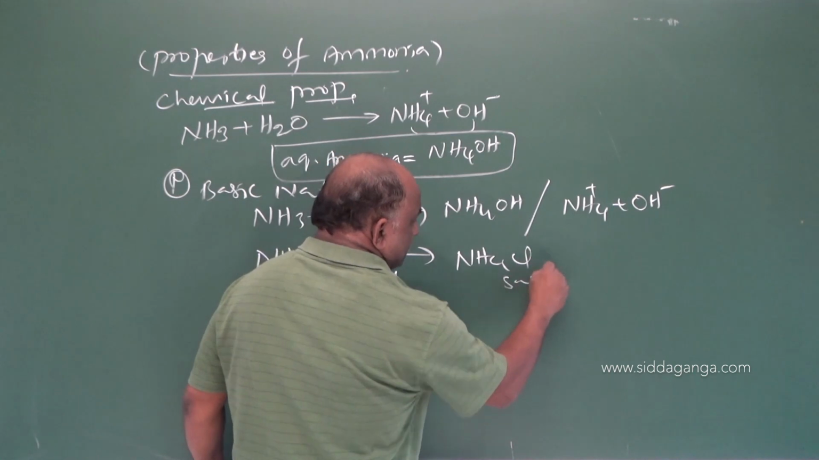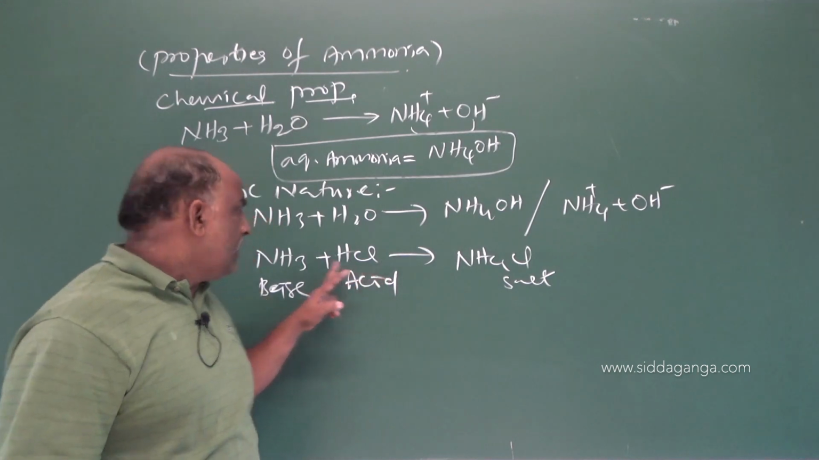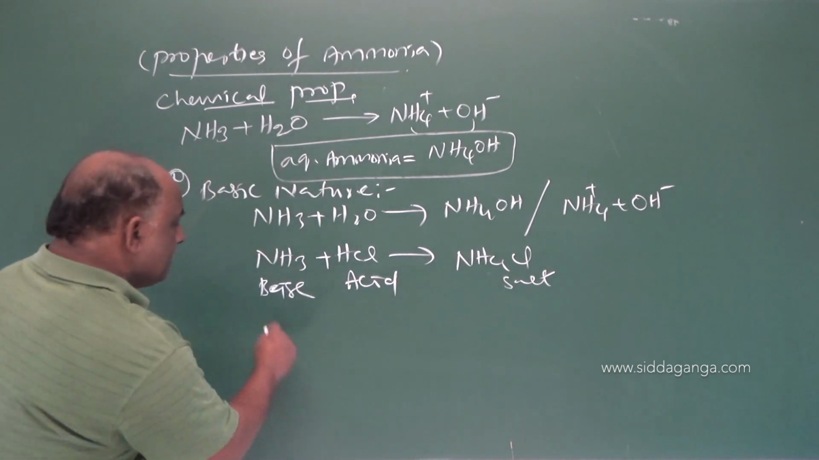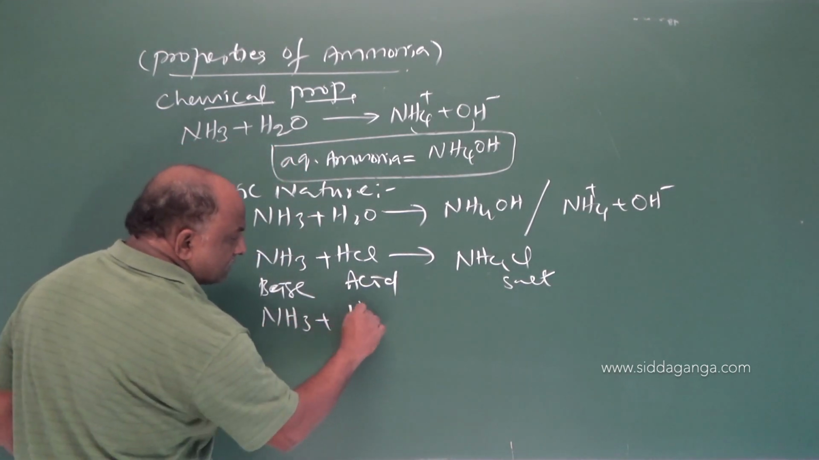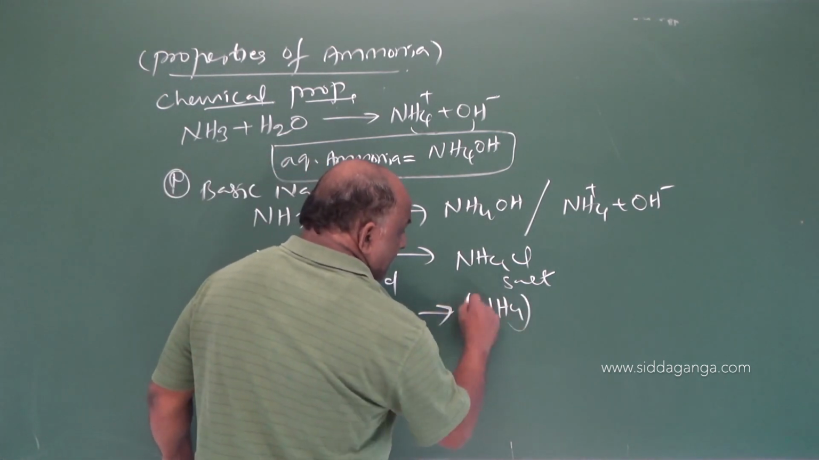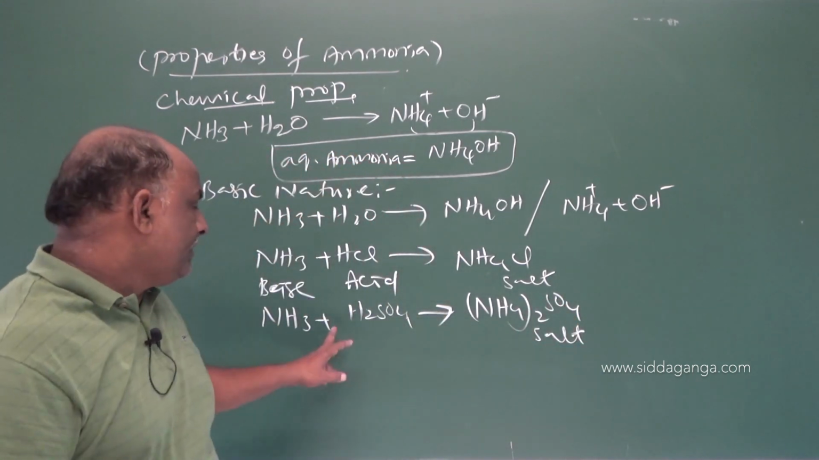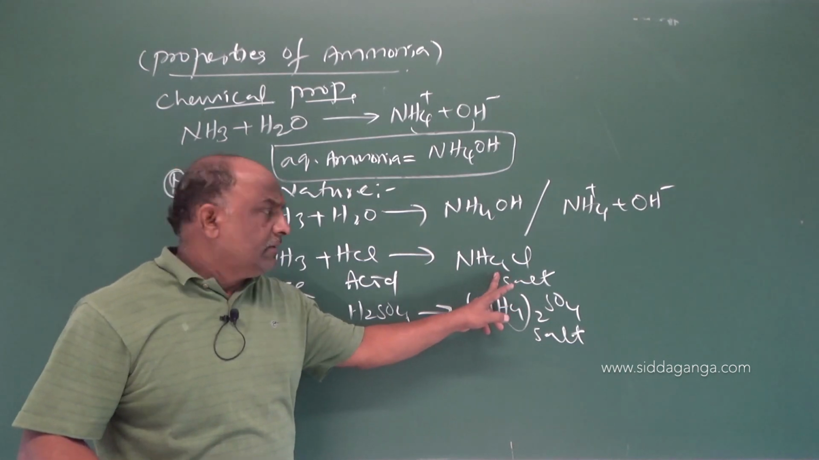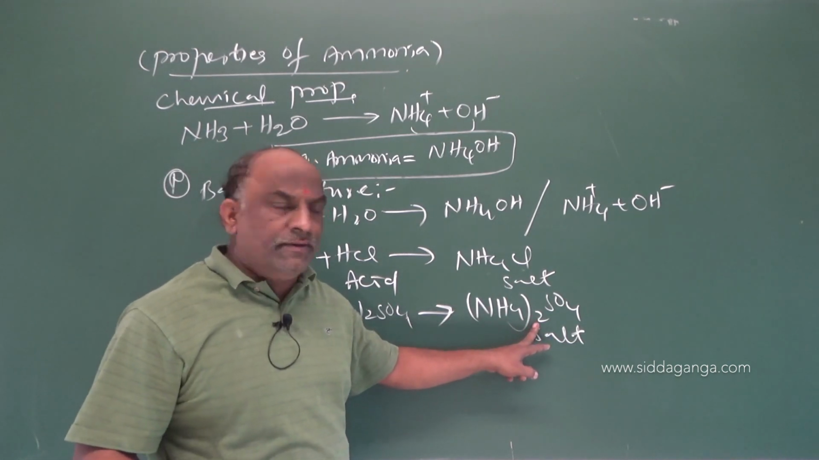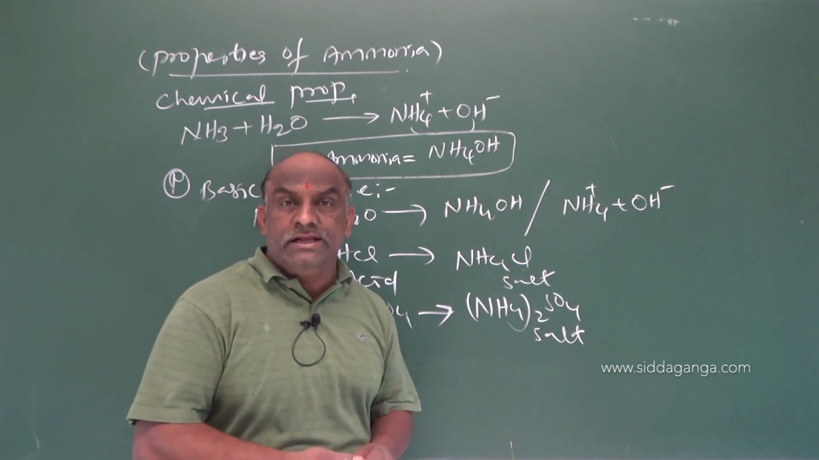NH4Cl, ammonium chloride. When ammonia reacts with hydrochloric acid, it gives rise to ammonium chloride. Same reaction when ammonia reacts with sulfuric acid, what will be the compound? NH4 taken twice SO4. This is ammonium sulfate. Ammonia reacts with hydrochloric acid, ammonium chloride. Ammonia reacts with sulfuric acid, ammonium sulfate. Acid plus base gives rise to salt plus water. This reaction is called a neutralization reaction.